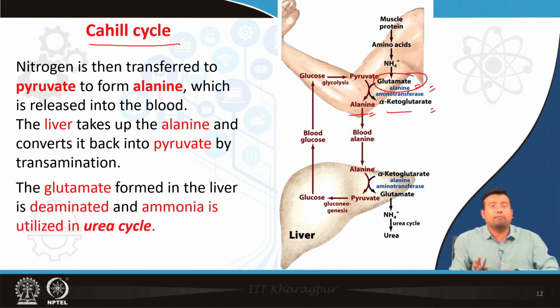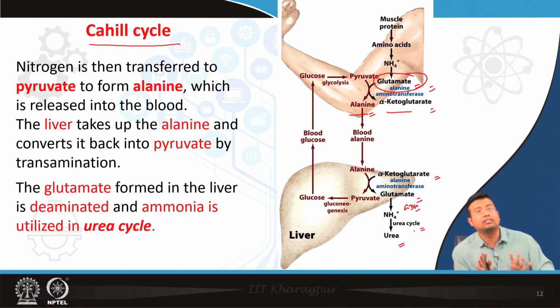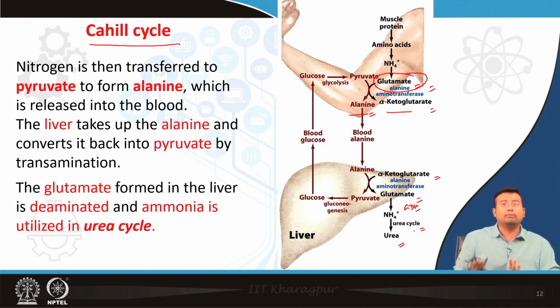The liver then picks up the alanine, and it again undergoes transamination, where alpha ketoglutarate, with the help of alanine transaminase, forms glutamate. In glutamate, GDH is present, and therefore it can now be acted upon by glutamate dehydrogenase to liberate ammonia, and this ammonia then enters the urea cycle, because in the liver we have all the other mechanisms by which ammonia can be disposed.